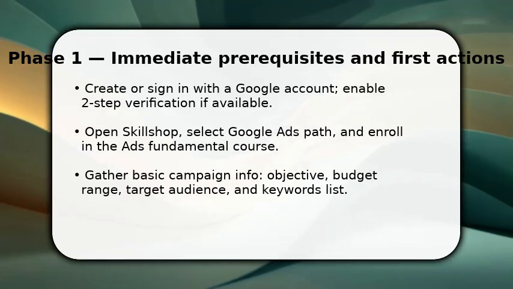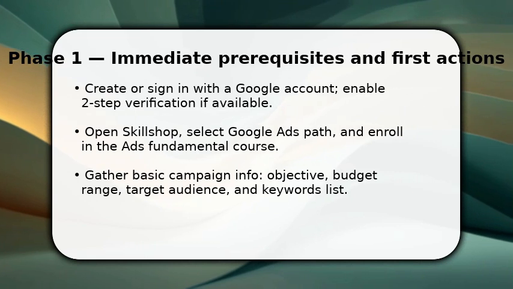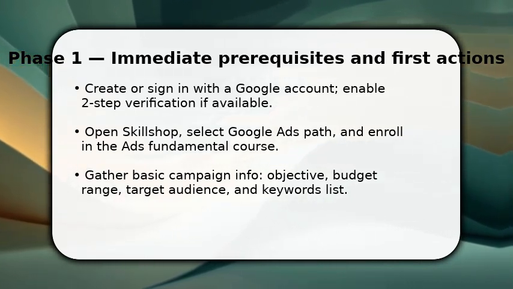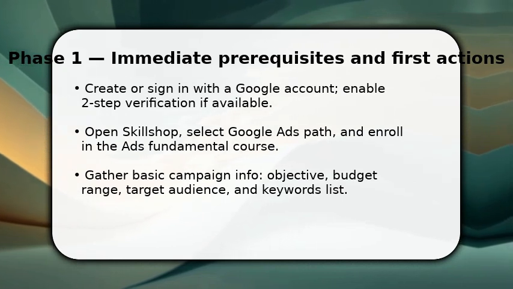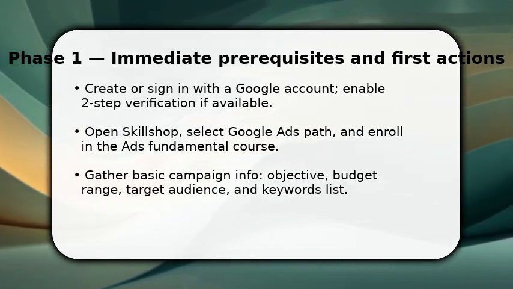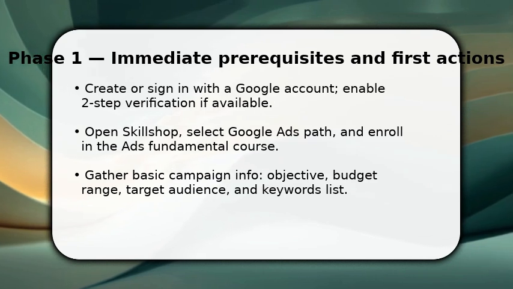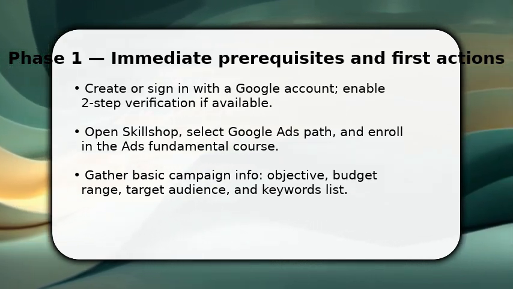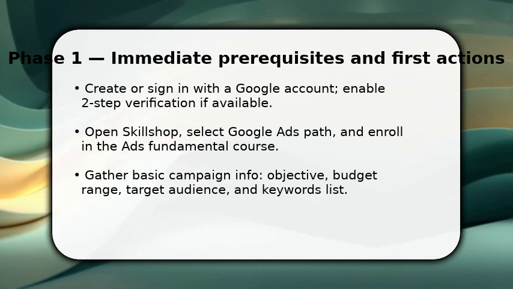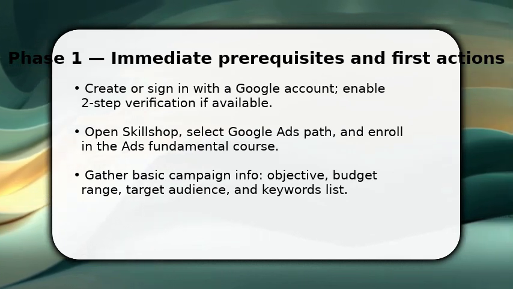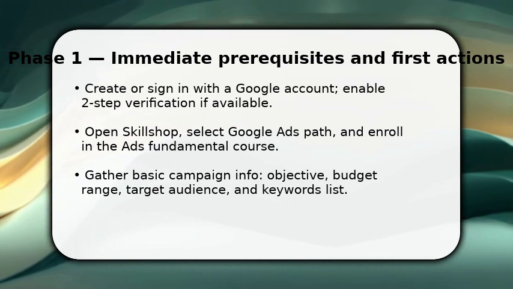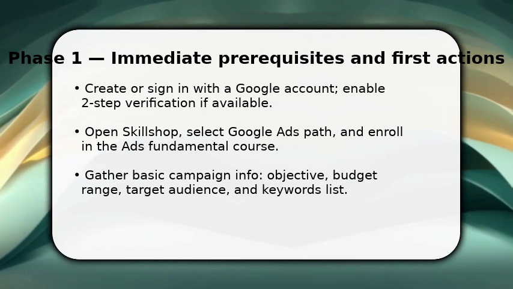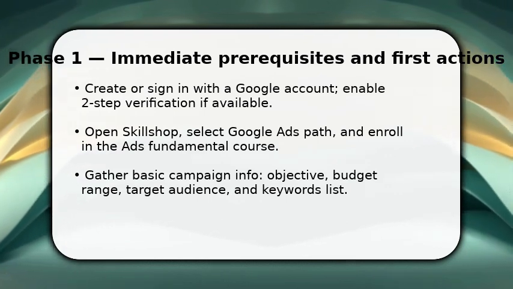You'll start by confirming essentials: a Google account with security enabled, plus a clear campaign objective. Once signed into Skillshop, enroll in the Google Ads Learning Path and pick the Ads Fundamentals module to build core concepts fast. Make sure to prepare simple inputs: objective, budget range, audience, and initial keywords, because you'll use them in practice exercises. This first step speeds comprehension. You're learning by doing rather than reading theory only, and you'll see immediate relevance to real campaigns.